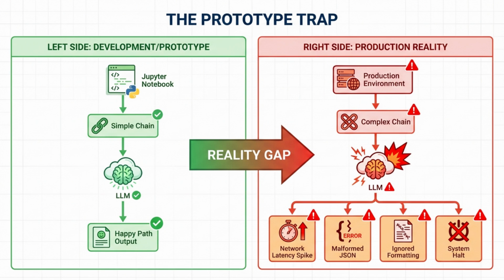This gap, this reality gap in the center, is where most AI projects fail. The difference isn't about writing code, it's about architecting for chaos. Because in production, chaos isn't the exception, it's the baseline. So how do we bridge this gap? That's what the next 5 lessons are all about.